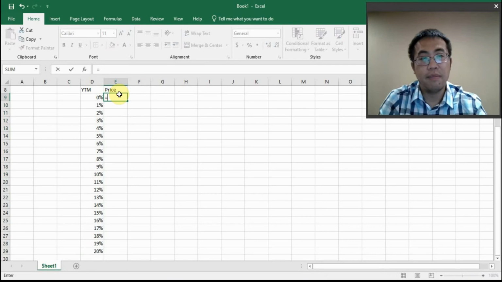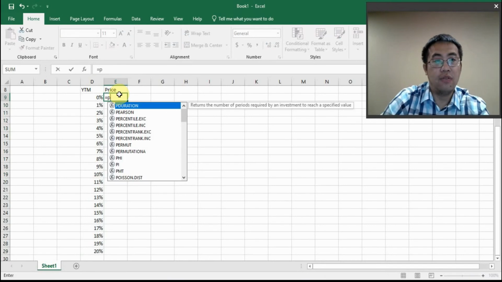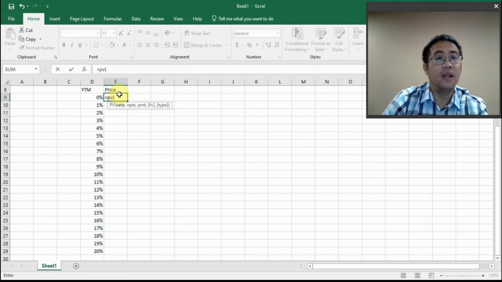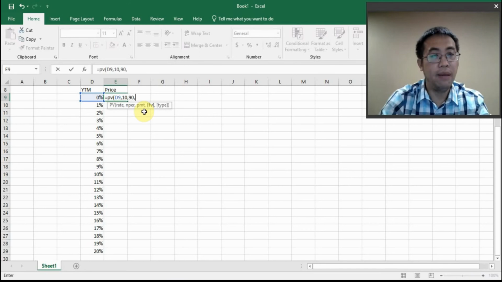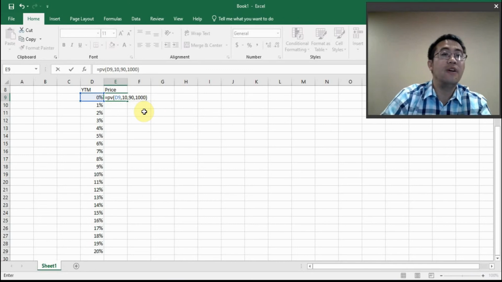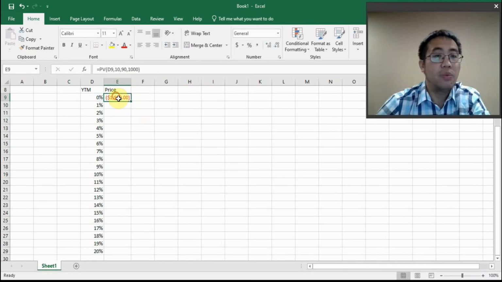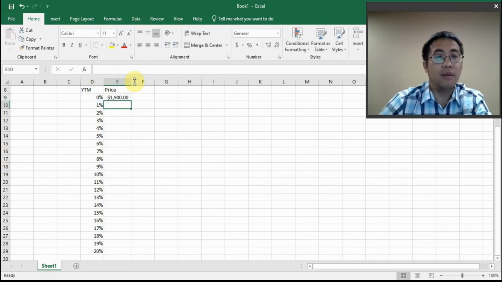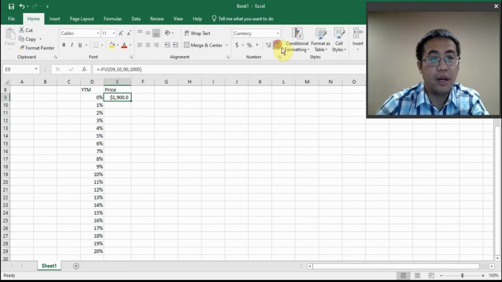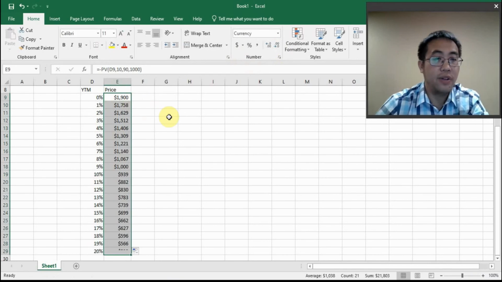Then with the same term, I will solve for the present value. And here, the yield to maturity is my rate. And this is a 10-year bond. Each year, I receive $90 coupon payment. And 10 years later, I'm going to receive $1,000 face value. And this would be my bond price right now in the market. I'm going to convert to a positive number to make it look like a price, not a negative cash flow.